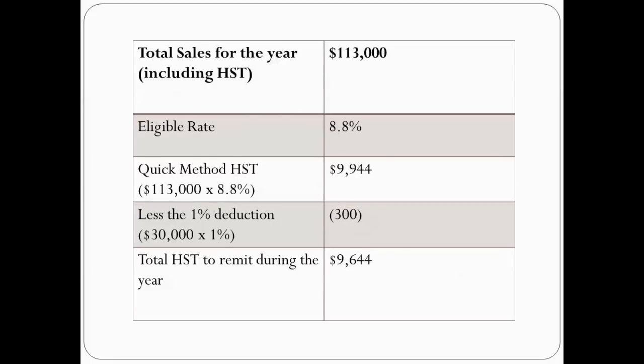Now, from this chart over here, we can see the calculation being done. Total sales for the year, including HST, equal $113,000. We multiply that by the eligible rate of 8.8%, which gives us the quick method HST, which is $9,944. However, this is not the amount we remit, because we also have the 1% deduction on the first $30,000 of sales. In this case, the amount of HST we have to remit is $9,644. Everything else, Bob will get to keep.